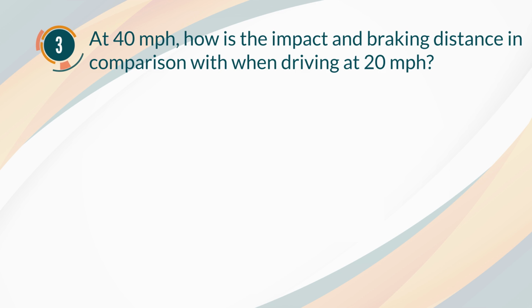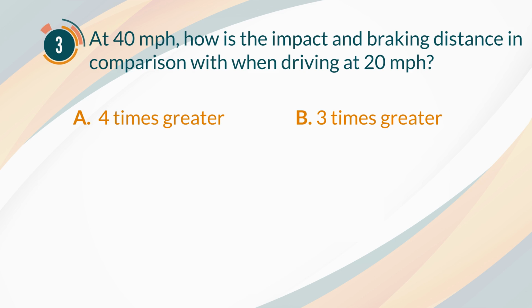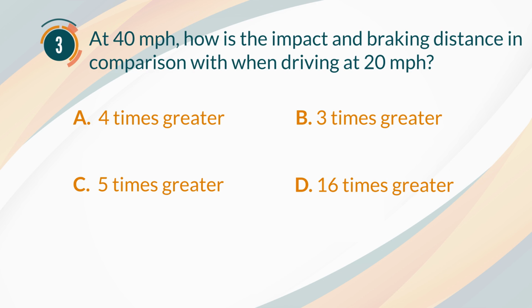Number 3. At 40 miles per hour, how is the impact and braking distance in comparison with when driving at 20 miles per hour? A. 4 times greater. B. 3 times greater. C. 5 times greater. D. 16 times greater.